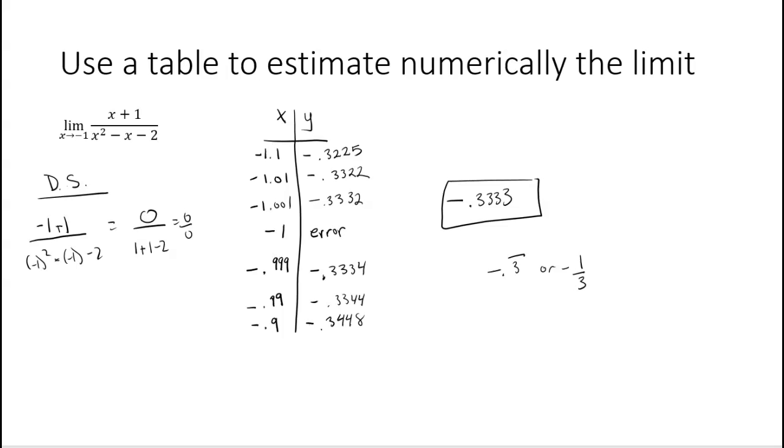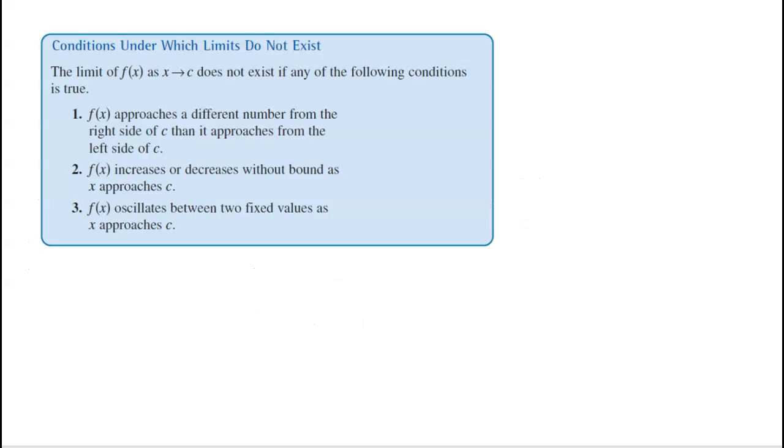Okay, so now that we've seen some tables, let's look at behaviors of graphs where limits don't exist. So these are 3 scenarios where limits are not going to exist. Again, this is in your book, so you don't necessarily have to copy this down. It says the limit of f of x as x approaches c does not exist if one of these is true. The first one is if f of x approaches a different number from the right side than from the left side.